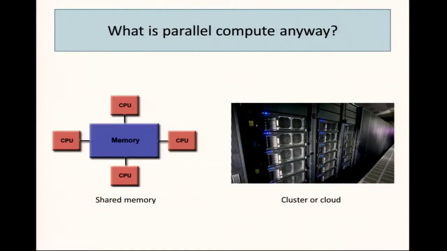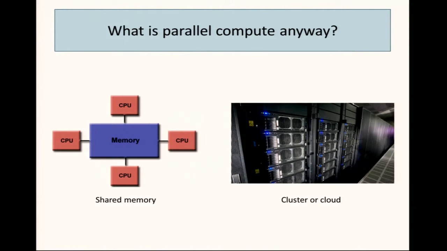So this is one of the types of parallelism. For that type, programs have to be written specifically to run in that way. You can't just take any program and say, now run in parallel, because it's not programmed to work in that environment. The other type of parallel compute is what we call the cluster or cloud.